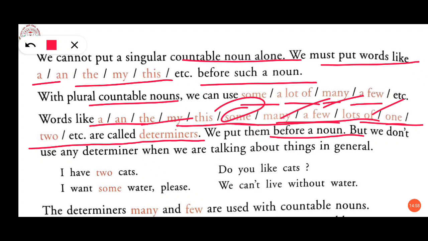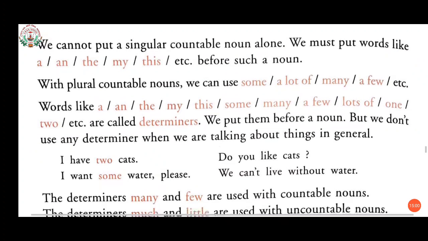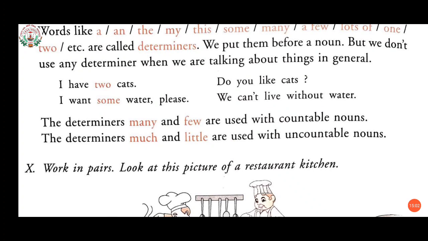Now let's see the example. Things in general, it means I have 2 cats. Do you like cats? Here I have 2 cats. Here 2 we used. Now I want some water, please. We can't live without water, means these are the general things we are talking about.